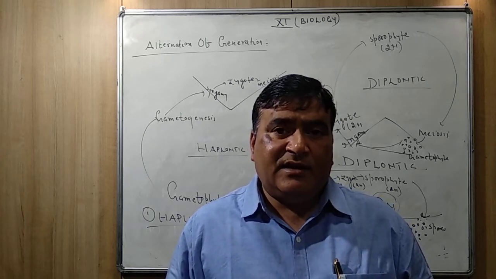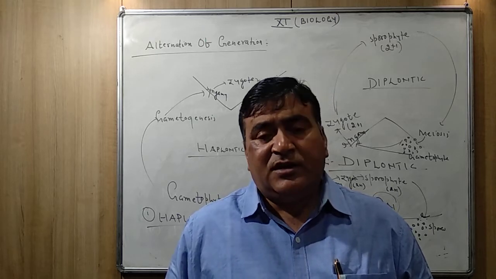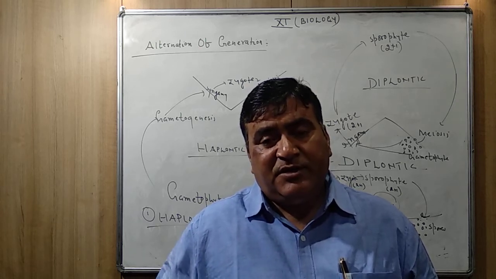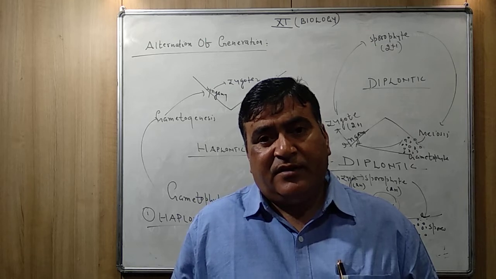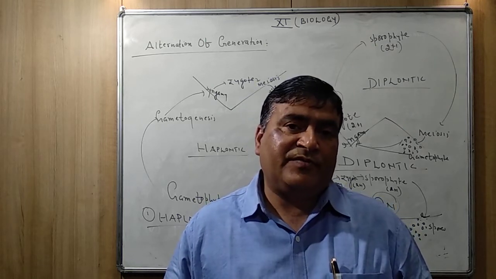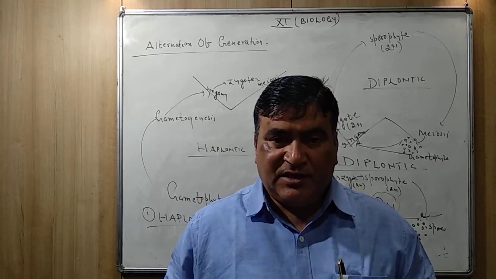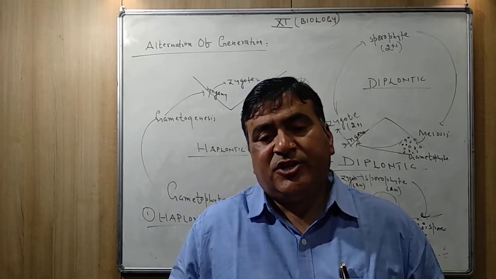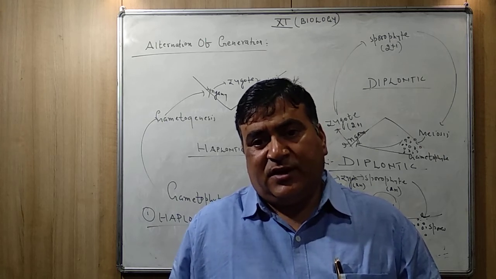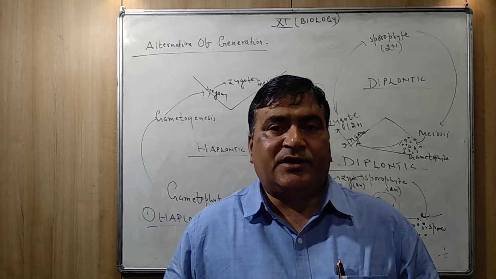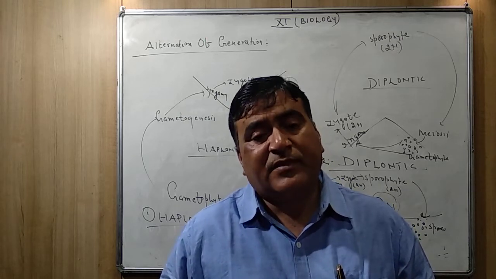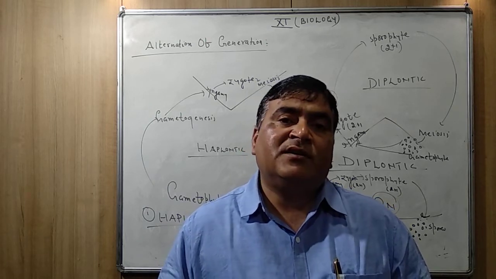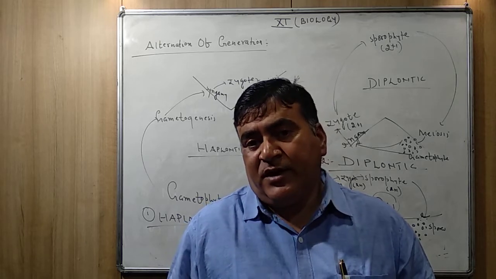Because the cell has two sets of the chromosomes. Our body cells, they are diploid. And because of the diploid cells, we are sporophyte. As you know, two sets of the chromosomes are present in our body. In a single set, how many chromosomes are there? 23. In another set, again 23. So total, two sets of the chromosomes are there, and the total number of the chromosomes is 46. So because of the two sets of the chromosomes, because of the diploid cells, we are said to be what? Sporophyte.